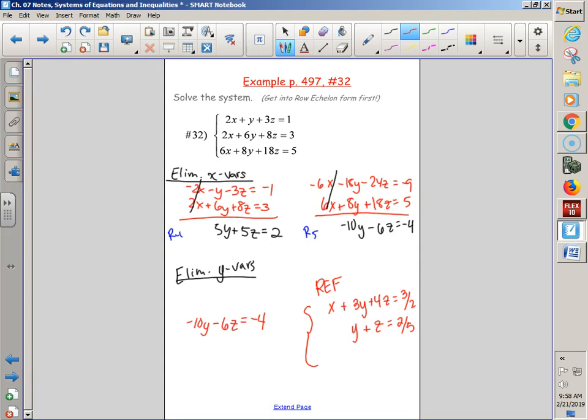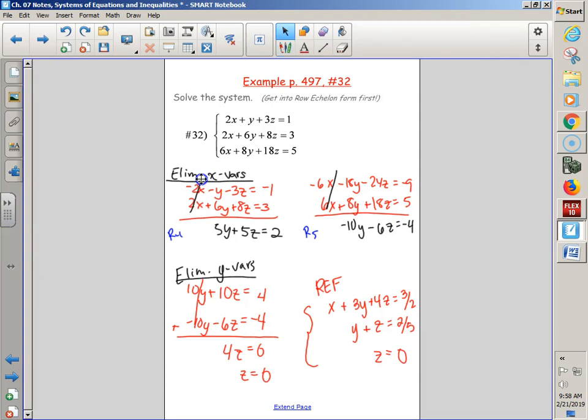I'm rewriting him because do you guys see that I'm going to do 2 times him? So then that'd be 10y plus 10z equals 10. Wait, no, times 2 times 2 times 2, that's 4, right? Find my mistakes if I made them.